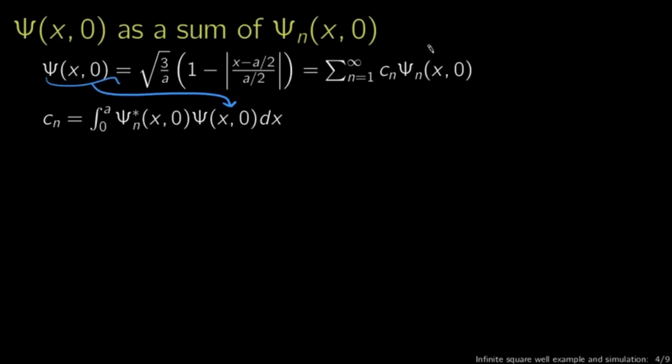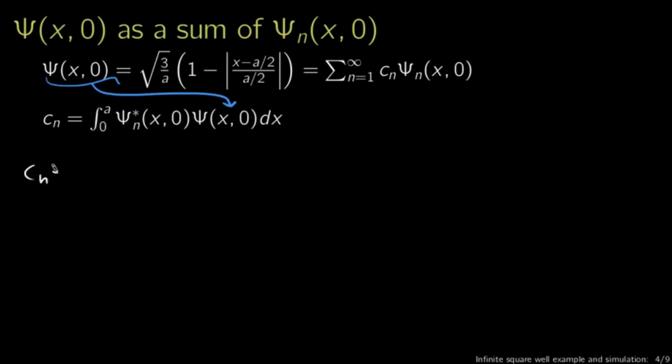So what does this actually look like? Well, we know what these functions are. First of all, we know that this function, which has an absolute value in it, is best expressed if we split it up in two. So we're going to split this integral up into one going from 0 to a over 2 and one going from a over 2 to a. So let's do that.